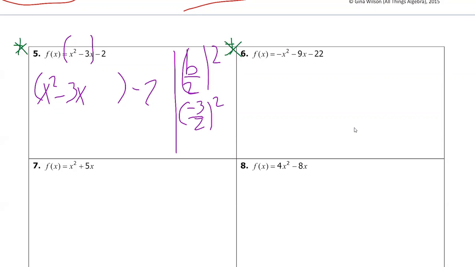Anytime you have an odd b, you're going to get a decimal, so it can get a little bit messy. But if you square this, I don't know if you know, when you square fractions, you just square the top number and square the bottom number. Sorry, it's a little bit sloppy. That should be a 9 on top.